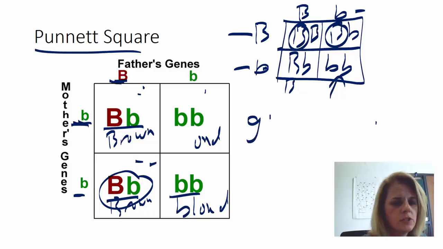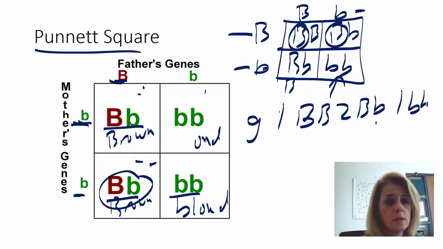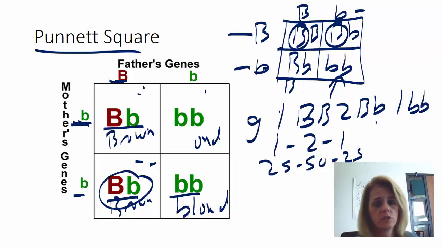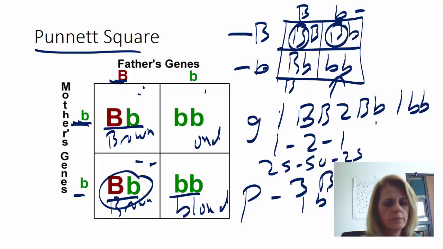So what are the chances, the percentages for the genotype? Well, 1, 2, so you have 1 big B big B, 2 big B, little b's, and 1 little b, little b. So the genotype is going to be 1 to 2 to 1, or you can say 25%, 50%, 25%. That's the chances that children could have those genotypes. The phenotypes, well, you've got 3 brown hairs and just 1 blonde. So you have a 75% chance of being brown and just 25% of being blonde.